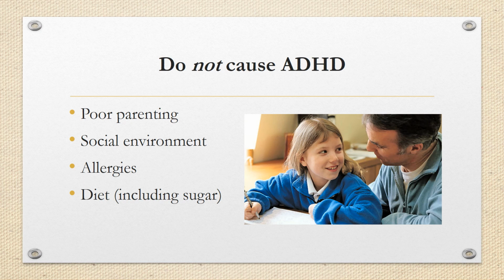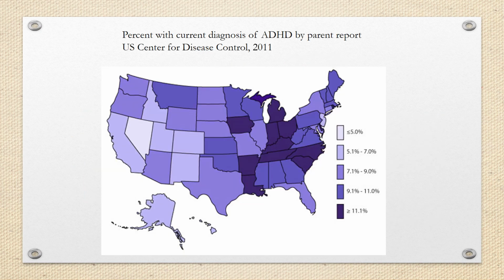There have been some studies that show that food additives and colors can increase activity in preschoolers, but the specific additives have not been isolated, so it's not very useful information at this time. This map is by parent report.